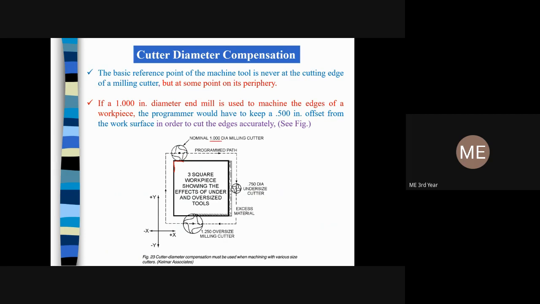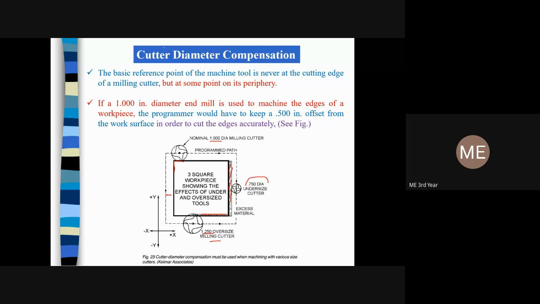If your tool diameter is 1 inch, then your tool path will be offset by 0.5 inch. If instead of 0.5 you consider 0.7, then an undersized cut, or this type of excess material, will remain there. And if instead of 0.5 we give 1.25, an oversized milling cutter, then this type of excess material you may cut.